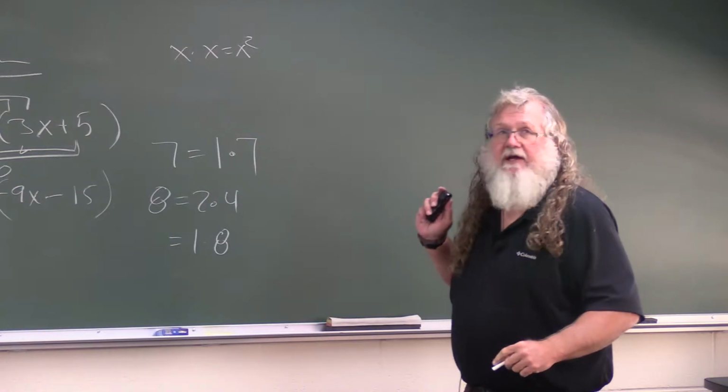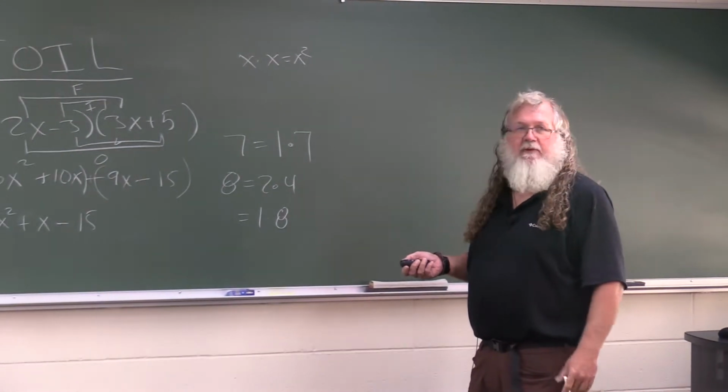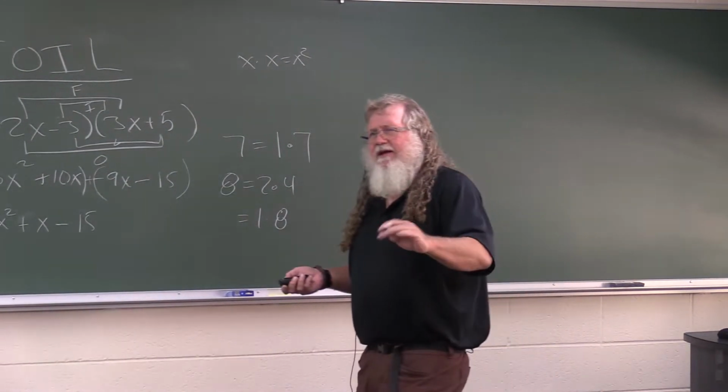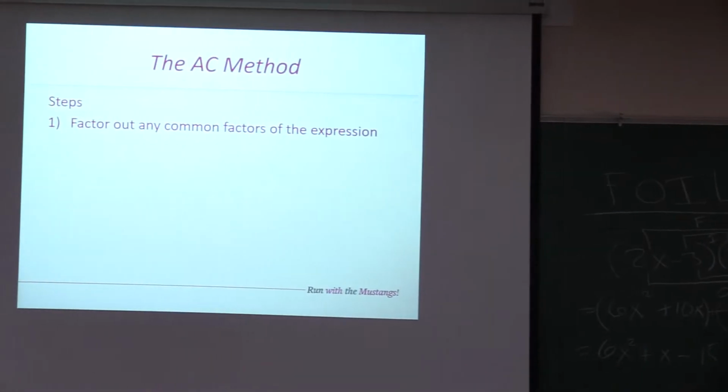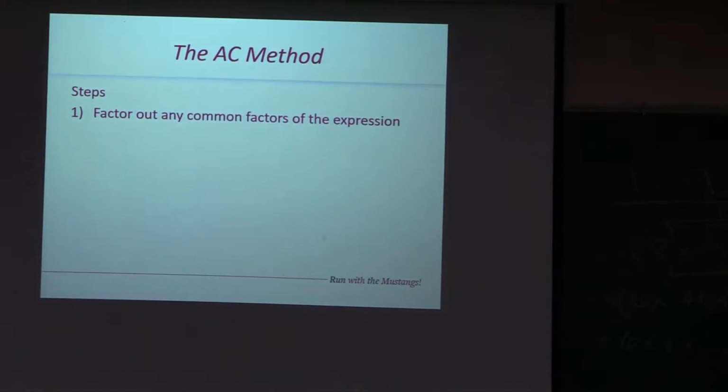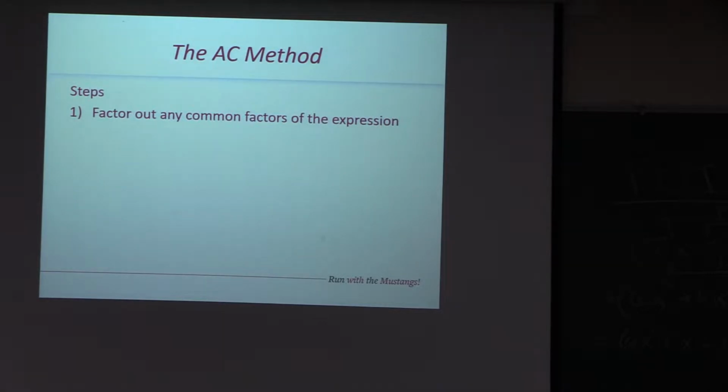Okay, so let's look at the AC method now. The AC method, or the AC grouping method, has other names. Here are our steps. Step 1, factor out any common factors of the expression. If there's something common, like a 2 in everything, you want to pull those out because the numbers stay smaller.